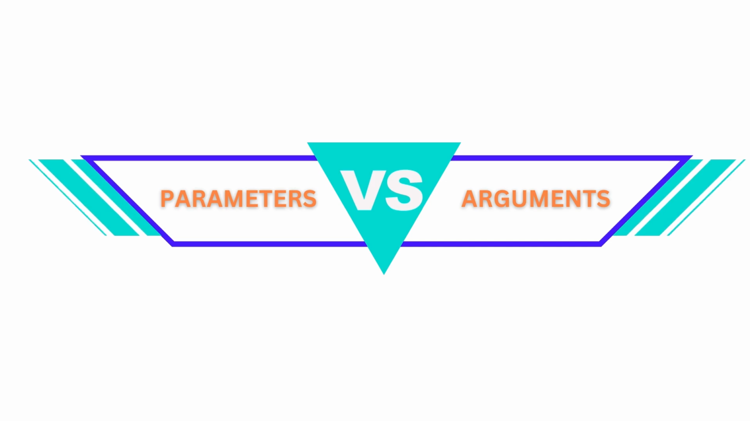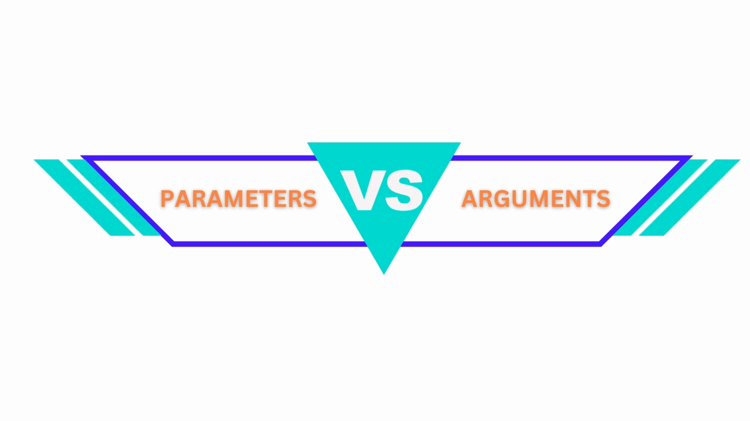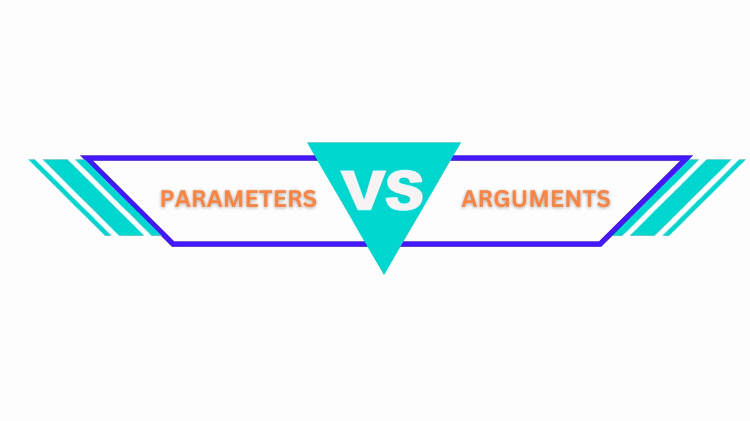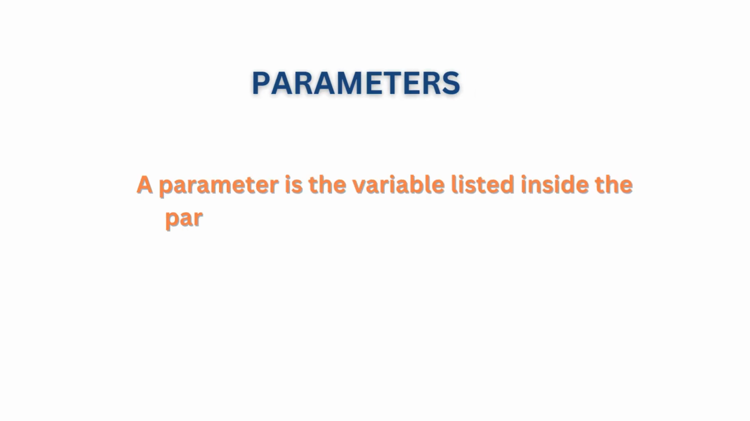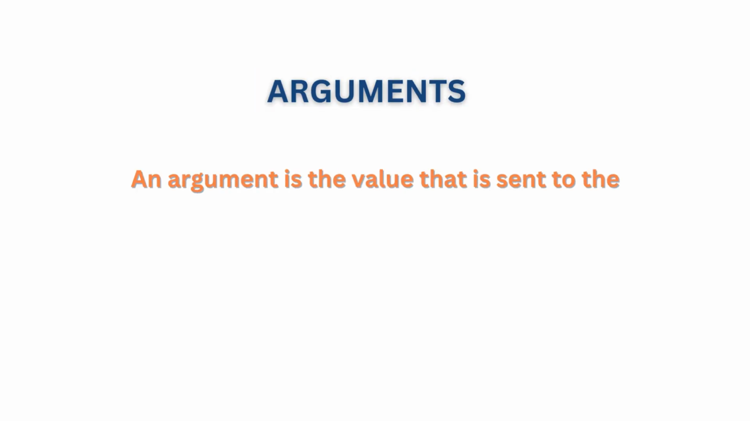Now let us understand the difference between parameters and arguments. Though parameters and arguments can be used for the same thing, that is information that is passed into a function, from the function's perspective they are different. A parameter is a variable listed inside the parentheses in the function definition, whereas an argument is the value that is sent to the function when it is called.